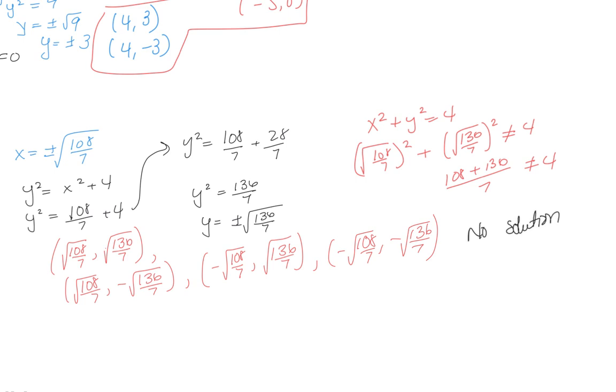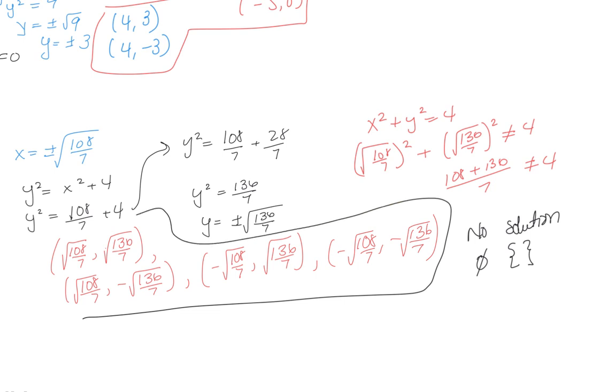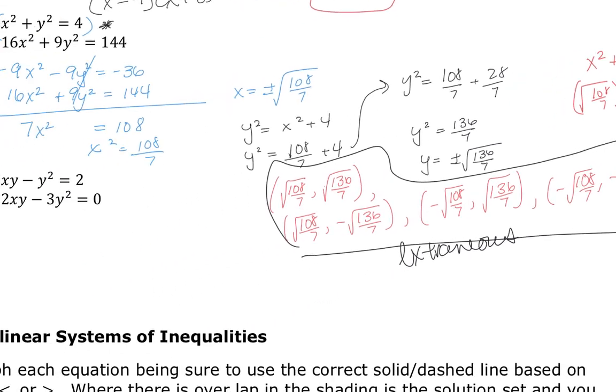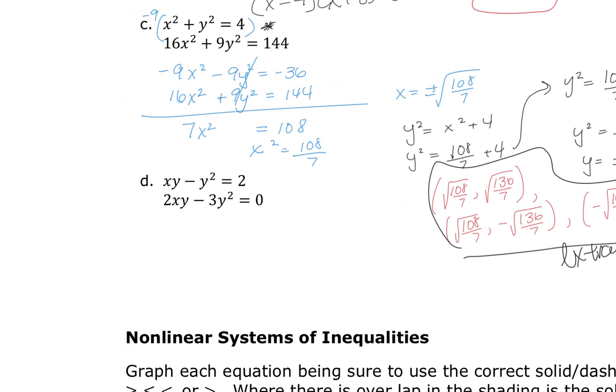Just as an FYI, in other words, it is the empty set, because all of these solutions that we thought we found were extraneous. So just be aware we still have extraneous solutions, and you really should be checking this. And I didn't on the other ones. I should have checked on the other ones. Okay, so now let's go ahead and do this one.